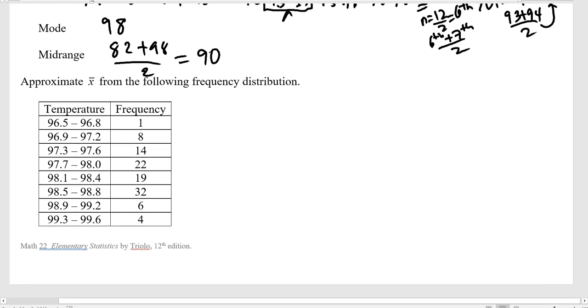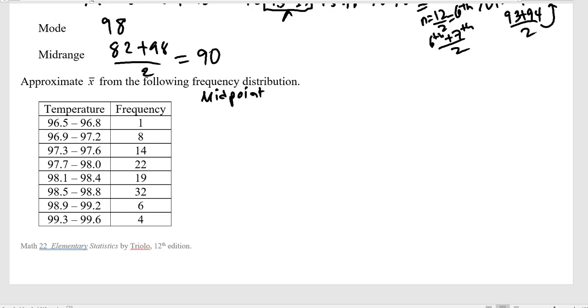This, approximate the mean from the following frequency distribution. See, I know that there's one number in here, and it could range from 96.5 to 96.8. I don't know what number it is. It could be on the low end, the high end. So what would be a nice middle number, right? A nice middle number that would represent what the number could be. Well, that would be the midpoint.